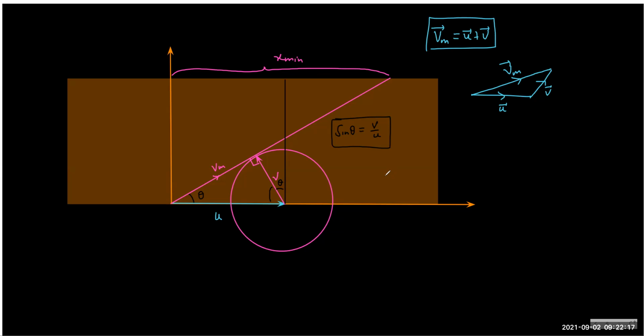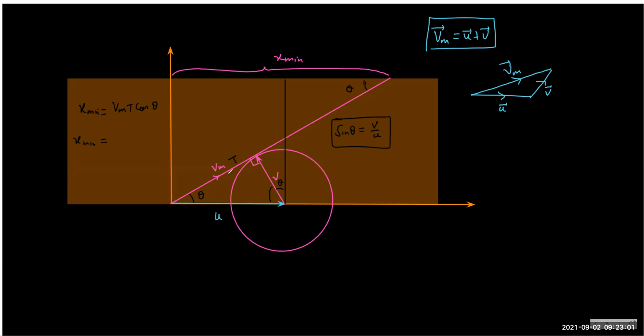Okay. And if you travel here in time t, this must be Vm into T. So what is the X minimum? This you can understand. The X minimum turns out to be Vm T cos theta. Can you see this? So now the question is, what is Vm? So Vm is U plus V vector.